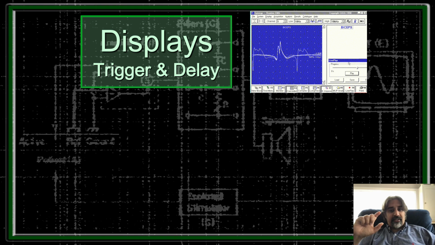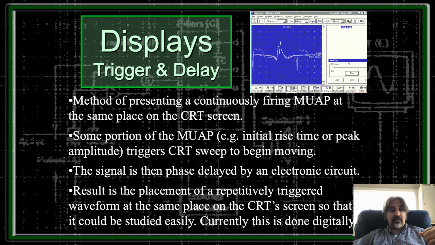When a motor unit action potential is firing over and over again, sometimes it's nice to be able to freeze that, put it on the screen, and then when the next time it fires, you see it in exactly the same place. You can look for changes from one iteration to another, looking at its stability. The technology that's used for this is called trigger and delay, and I find it very useful for motor unit action potential analysis.